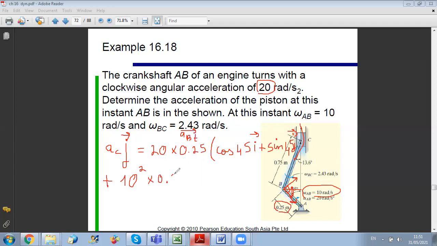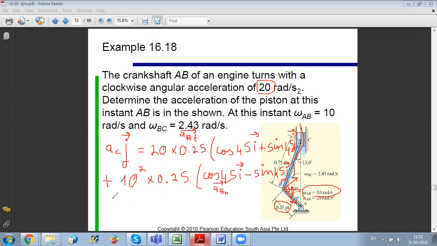Now, for the direction of AN, it's from B towards A as UN. So it has a positive I, negative J component. So it's cosine 45I minus sine 45J. And now, so we are done with AB. So this is AB normal. Okay, this is AB normal. We still have the other terms.